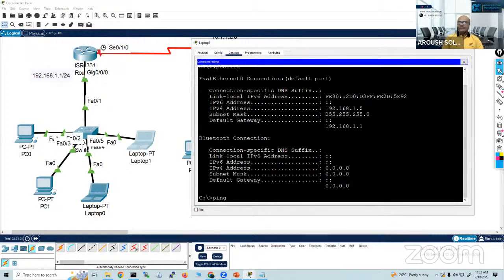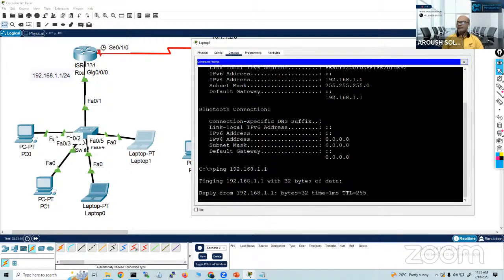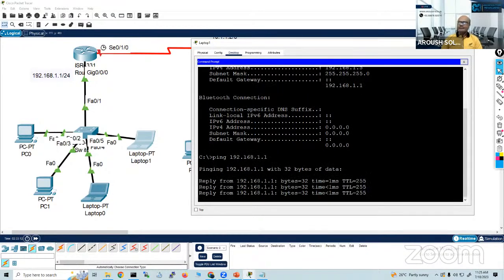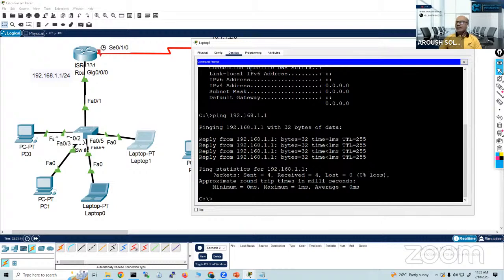You can ping the gateway, 192.168.1.1. We are getting a reply, right? Packets sent 4, received 4, and lost 0. No packet loss. Understood, right?